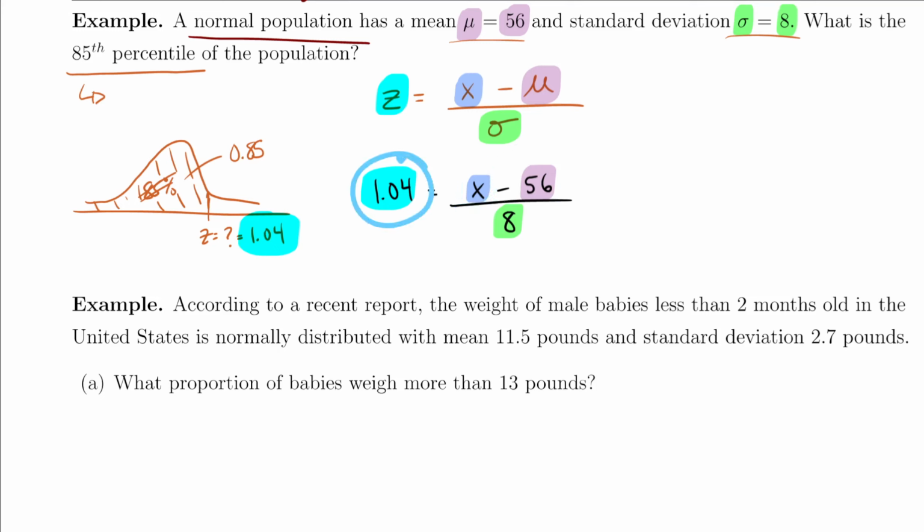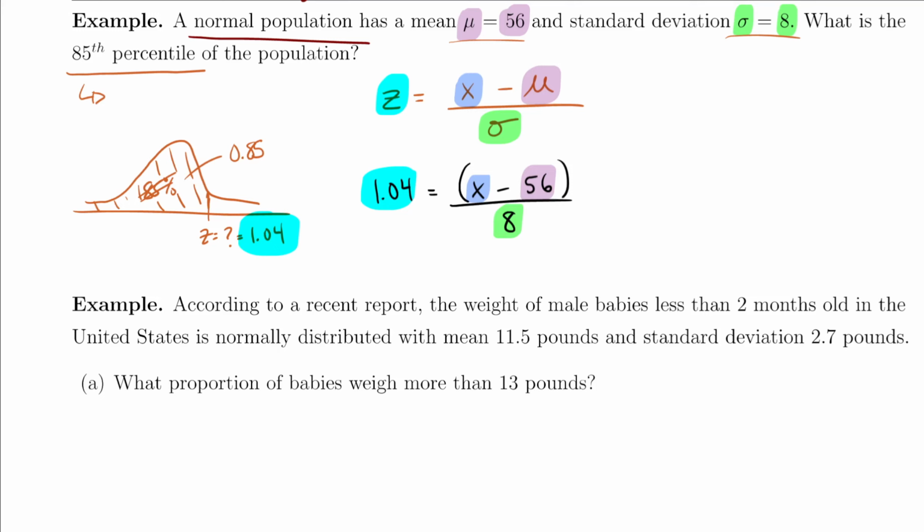Why is this z-score important? Because this z-score is the cutoff that has 85% of the population below it. So if we can just find this value of x, we'll have solved the problem. Now how do we find the value of x? It's using algebra. We want to get x by itself. And how would you do this? If you had x, you would subtract 56 first and then divide by 8. So whenever you solve, you reverse that process.